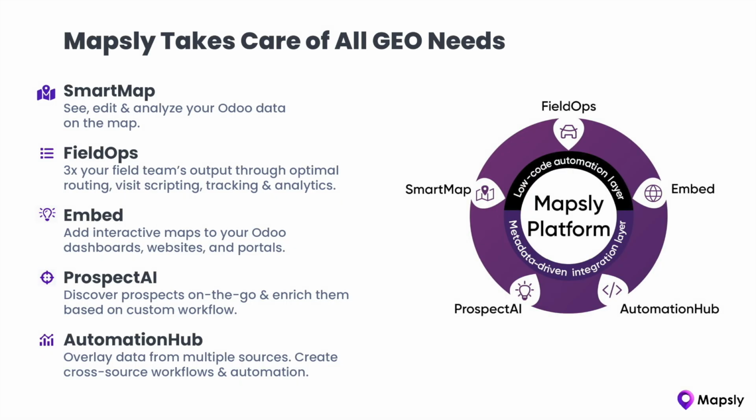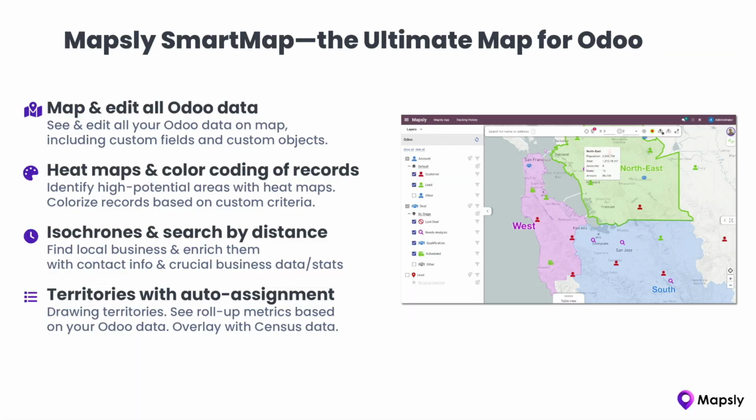Mapsly is a map and field sales enablement platform for Odoo that addresses all client needs related to geography. Smart Map shows all Odoo data on the map, including custom fields and custom objects, without any custom development or integration, and allows you to analyze data using a wide range of tools.